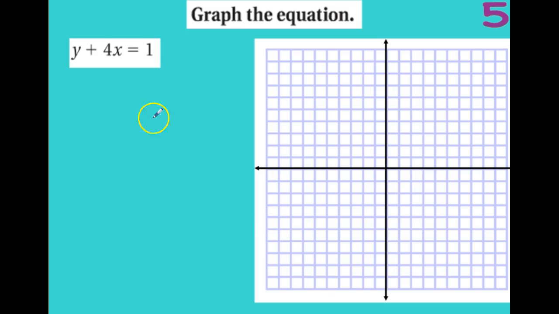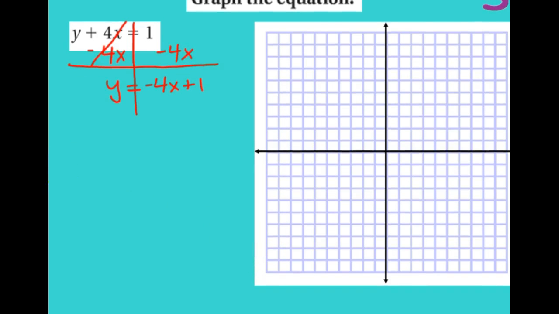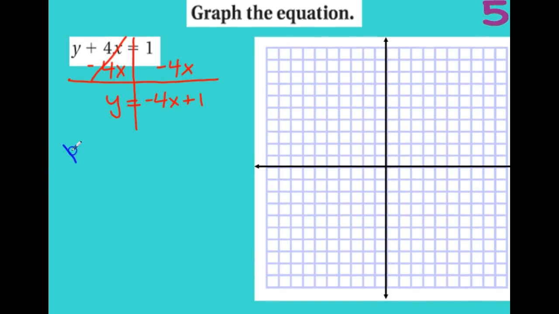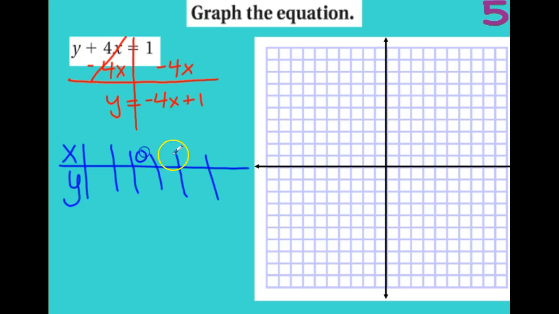The next one, very similar. We need to solve for y. The opposite of a positive 4x would be subtracting 4x. Those eliminate. We have y equals, write your x's first, negative 4x plus 1. And then we need to make a table because we don't know what to graph yet. This one, there's no fraction, so we can plug in 0, a couple positives, and a couple negatives.